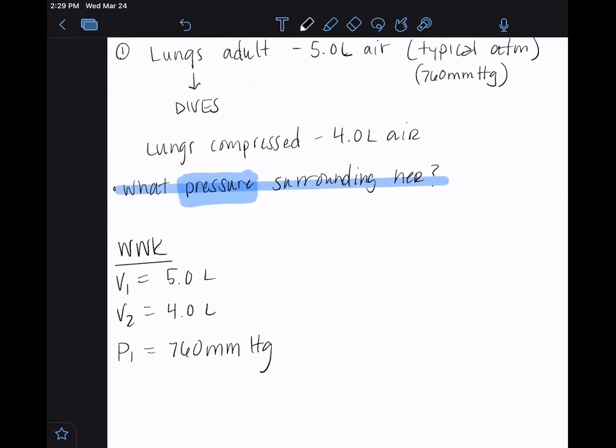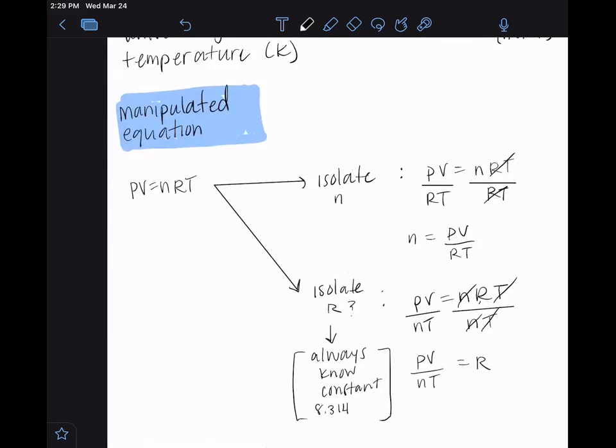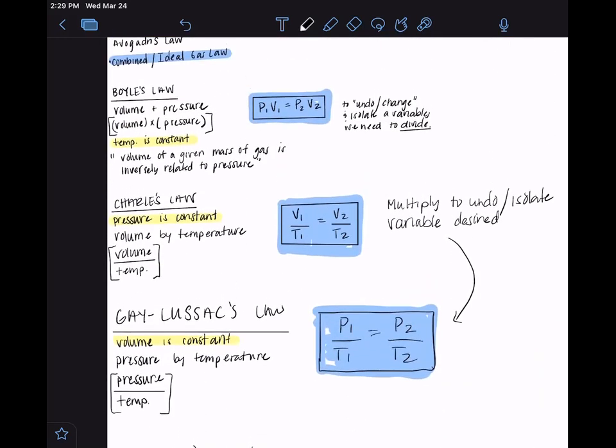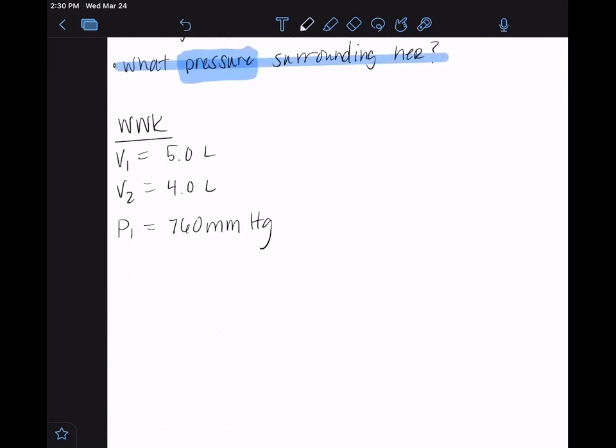So if we think back about all of the laws that we just learned, what and who shows a relationship between volume and pressure? Volume and pressure, volume and temperature, pressure and temperature. Okay, so we know for a fact now that we're going to be dealing with Boyle's law, which talks about P1 V1 equals P2 V2.